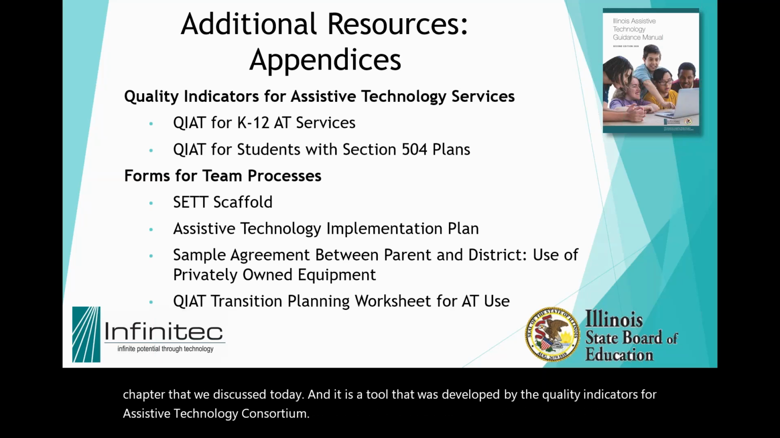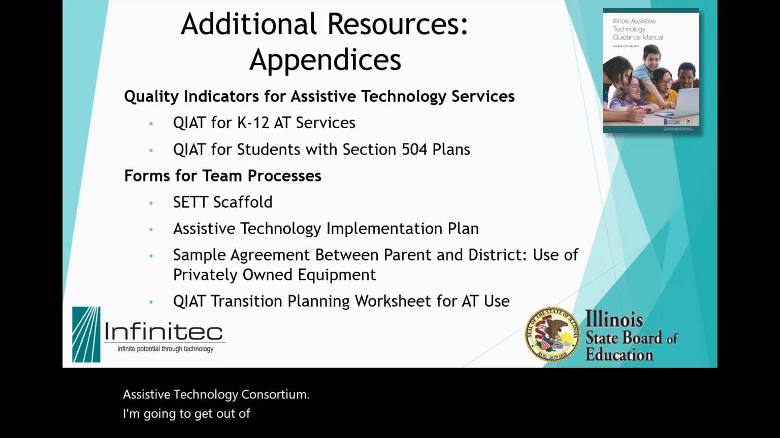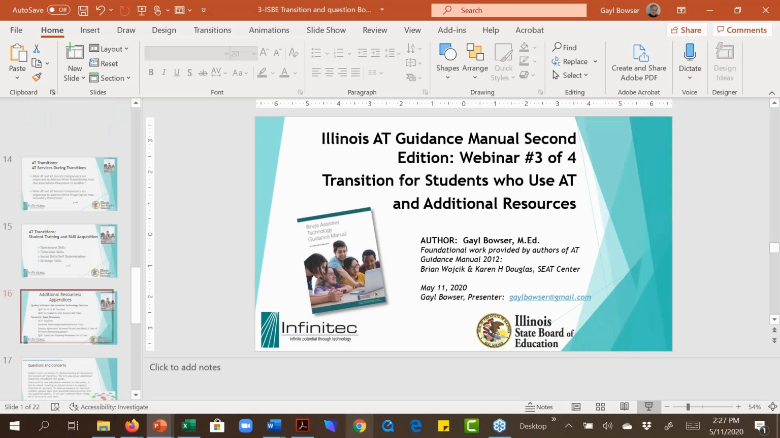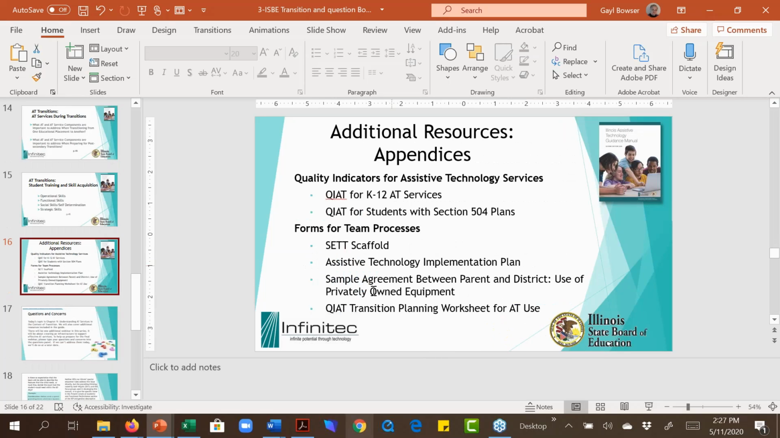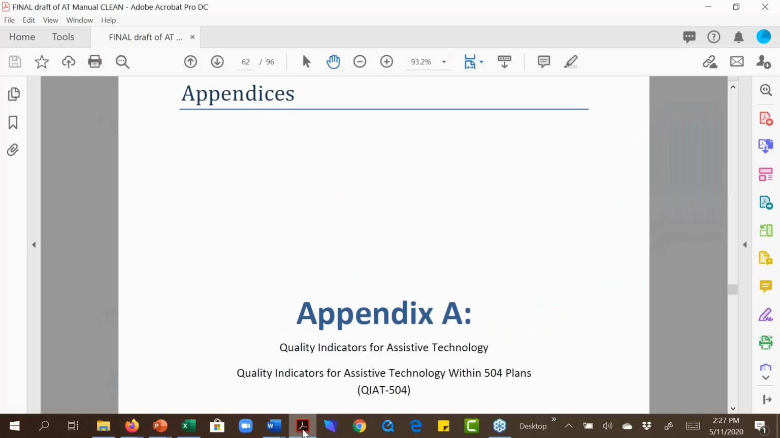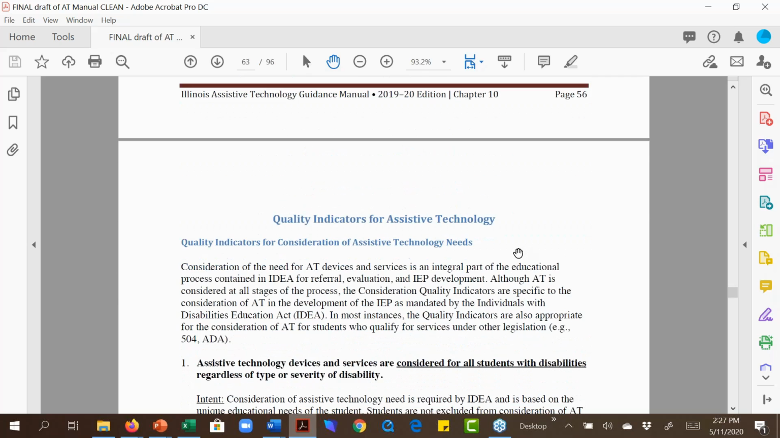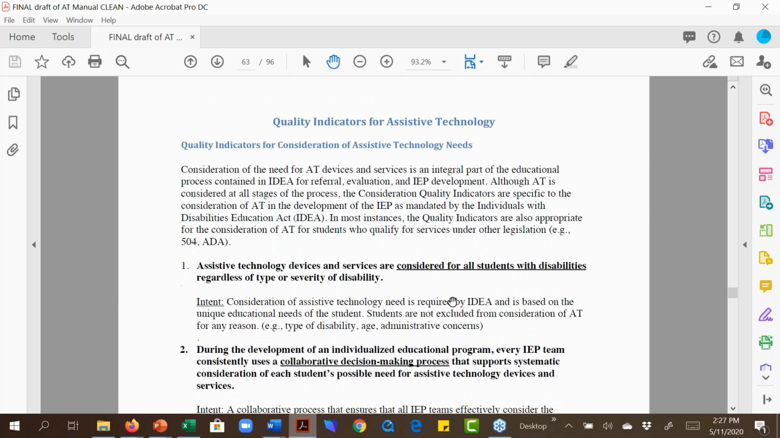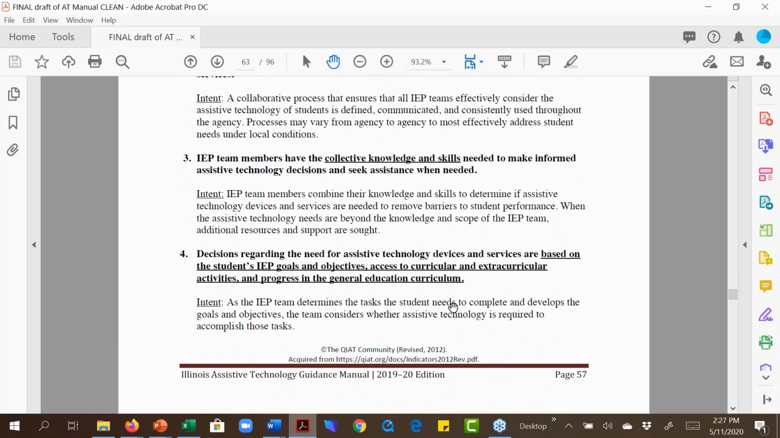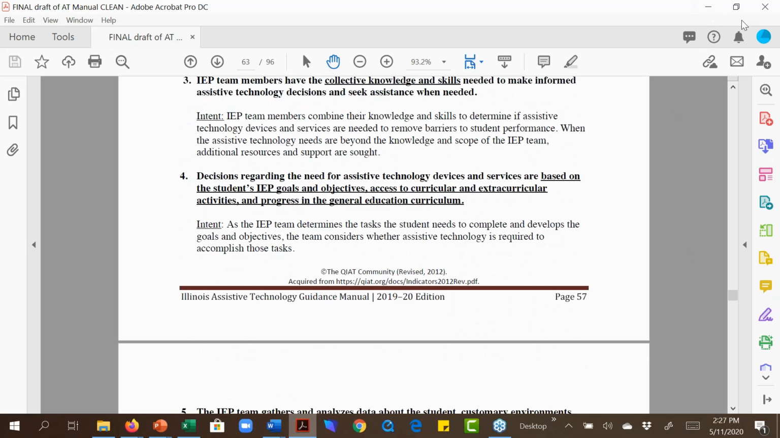I'm going to get out of this PowerPoint right now, and I realize that we're going to lose the captioning when we do that, so I apologize for that. I didn't think about it until just this minute. But I did want you to see the appendices at the end of the guide. There are the quality indicators, and there's a lot of them. There are 8 areas, and they're all 2 or 3 pages long.